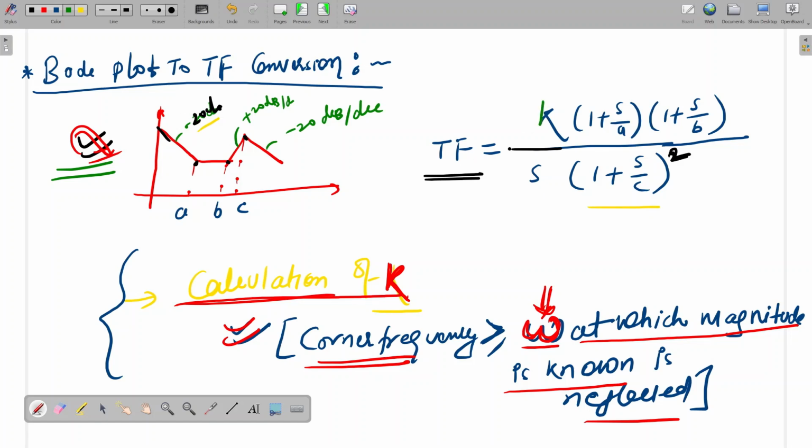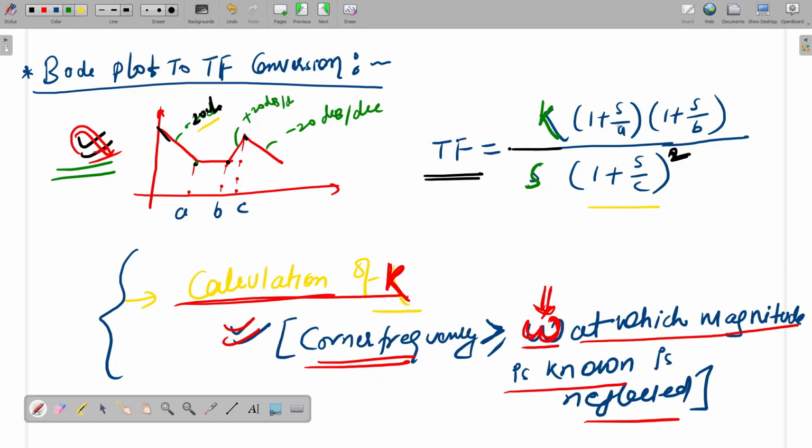So I will just write step one. I will write K. Minus 20 dB means one pole will be at 0, at the starting only. Again at A, the slope is becoming 0 dB per decade. So 0 means minus 20 plus 20. It means we are adding a zero here. So at A, we are adding a zero.